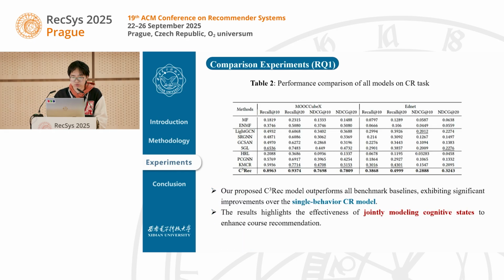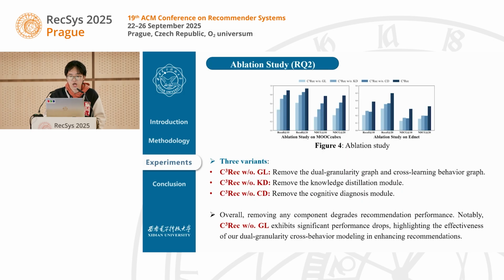And as the table shows, the results highlight the efficiency of jointly modeling cognitive states to enhance course recommendation, as our model outperforms all benchmark baselines. In the ablation study, we make 3 different kinds of variants, and removing any component degrades the recommendation performance. Notably, the variants which remove the dual granularity graph and the cross-learning behavior graph exhibit significant performance drops, highlighting the effectiveness of our dual granularity cross-behavior modeling in enhancing the course recommendation results.